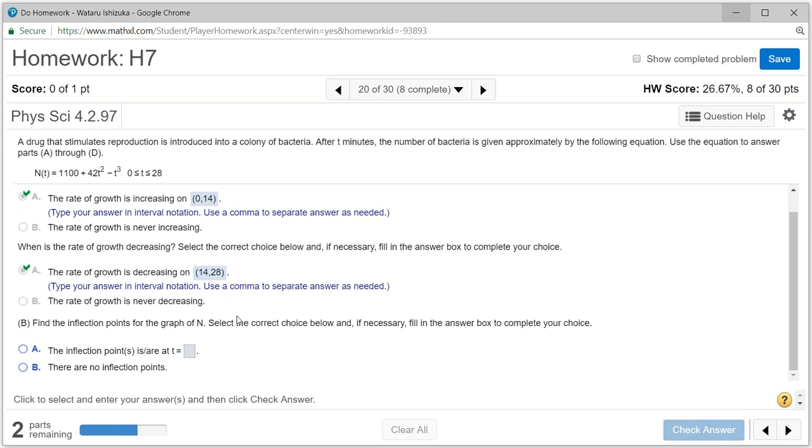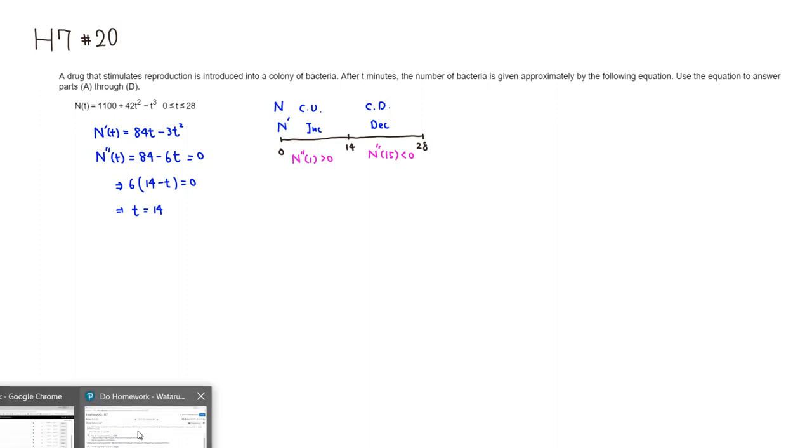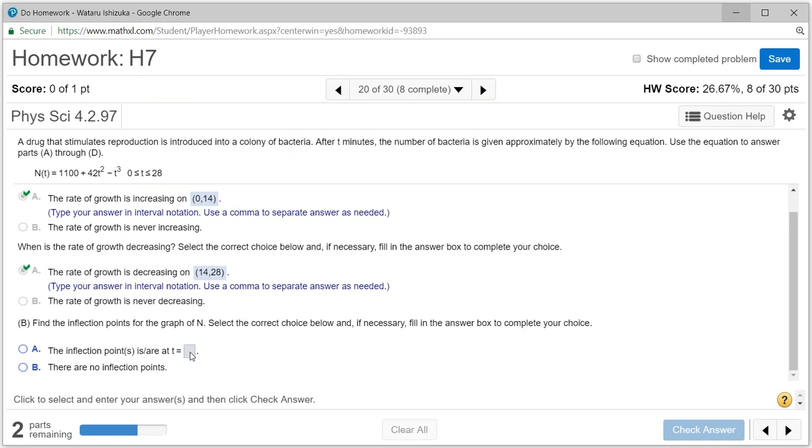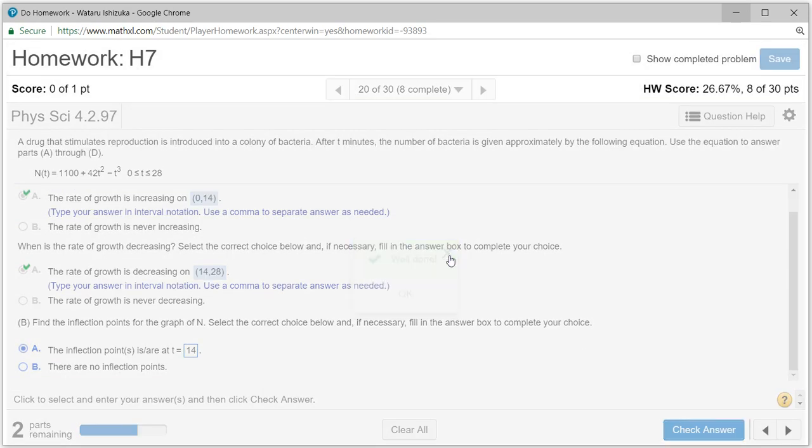Now find the inflection points of the original graph. If you think in terms of concavity, the original function is concave upward here, and after that, concave downward. So the concavity changes at t equals 14. So we have an inflection point at t equals 14. Check the answer. We got that.